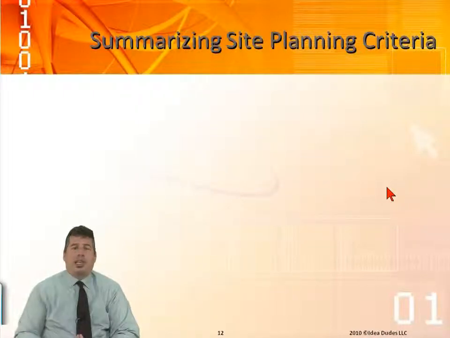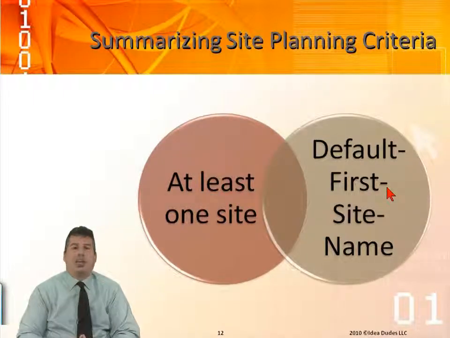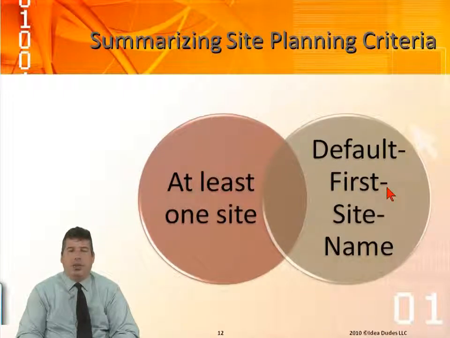So, summarizing site planning criteria: at least one site, and the default first site name is going to be the beginning of our sites. You've been seeing Default-First-Site-Name throughout the course, and I've been pointing it out. Well, that's the first one. It's highly connected. We have all our DCs in there.